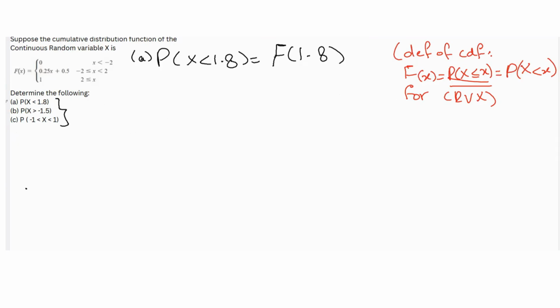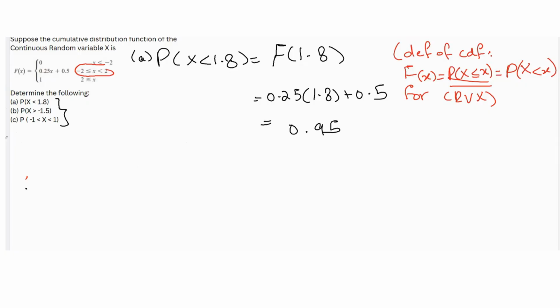So just apply the definition of the CDF. Again, it doesn't matter whether this is less than or less than or equal to, because it's a continuous random variable, the equal to sign does not matter. So probability x is less than 1.8 is just F(1.8). So we want to find the value of the CDF at the x value 1.8. So 1.8 falls in the interval when x is between -2 and 2, so use that expression for the CDF. We know for x values between -2 and 2, the CDF expression is 0.25x plus 0.5. Here x is 1.8, so this is just 0.95. So this is part A.